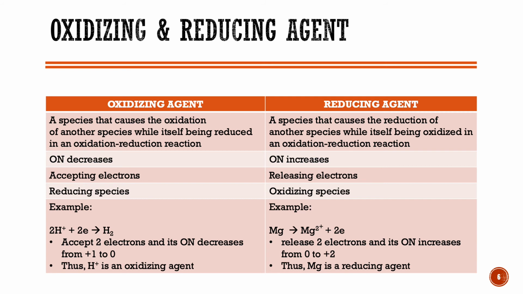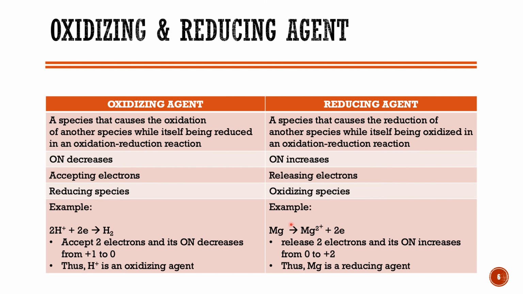So here we look at the example. 2H+ accepts or gains 2 electrons to produce H2. In terms of electron, it gains electron. In terms of oxidation number, the ON decreases. So this is a reduction process and H+ is an oxidizing agent.